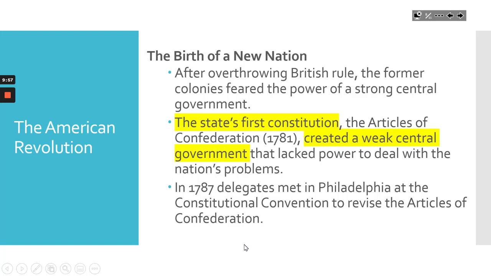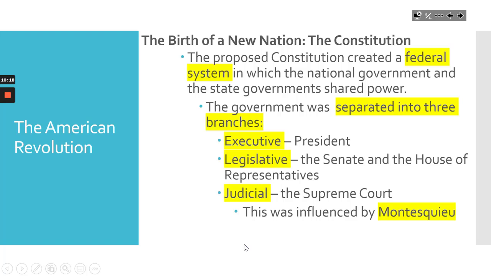So they needed to have more power and a stronger sense of government or centralized government to make sure that they can deal with the problems that the nation was facing. So delegates met in Philadelphia to revise the Articles of Confederation, known as the Constitutional Convention. All right, so this is 5, 6, and 7.